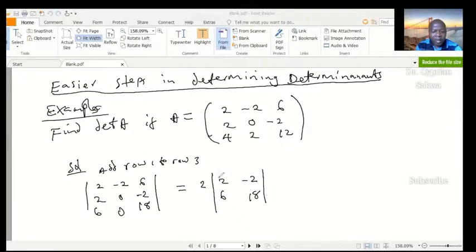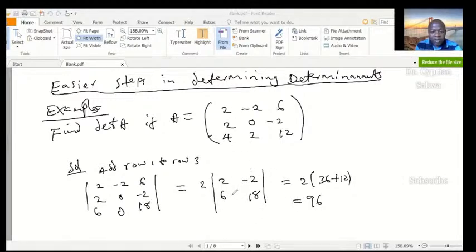Now I can just multiply this as 36 and this as 2, so this will be 36, then this will be positive 12, which gives you 48, times that, that'll be 96. That's correct. This is the determinant of this matrix.